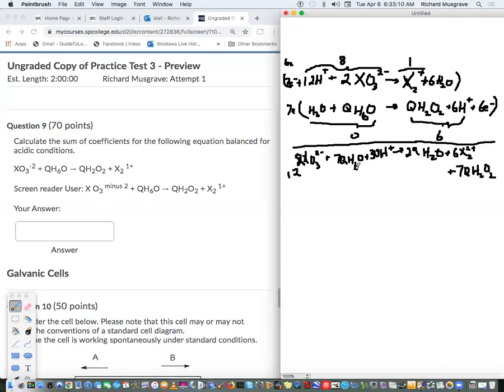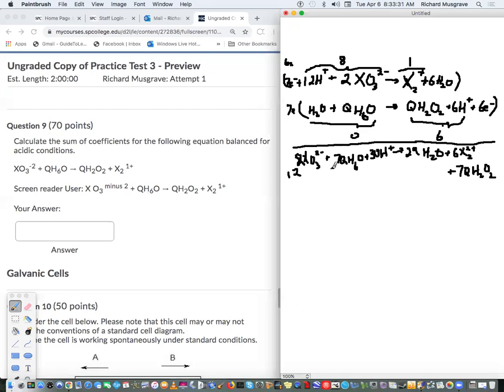The hydrogens, we've got 42 plus 30 is 72. And then over here, we've got 29 times 2, which is 58, plus 14 is 72. So the hydrogens also balance out as well.